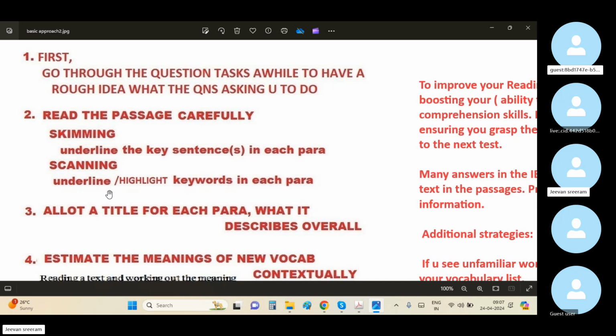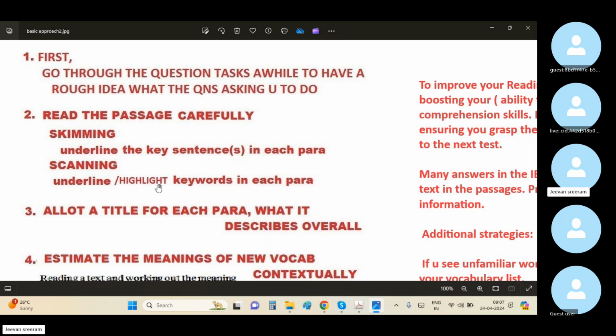Scanning is checking for the details, specific details. But I consider underlining keywords somehow useful to understand the meaning of the paragraph deeply, so I just named it as scanning. Okay, right. Some students may not be able to underline the key sentences, but the mandatory thing is underlining the keywords. And in paper-based test, it's so easy.